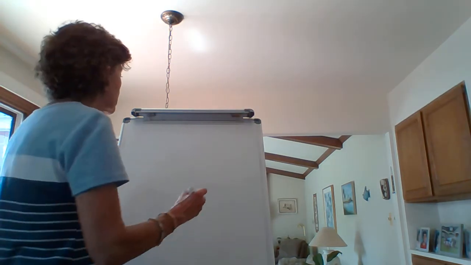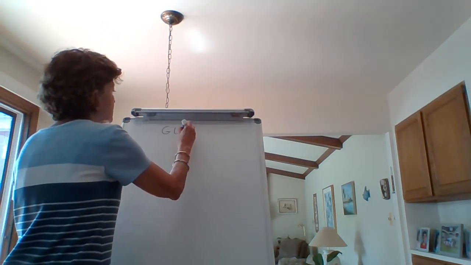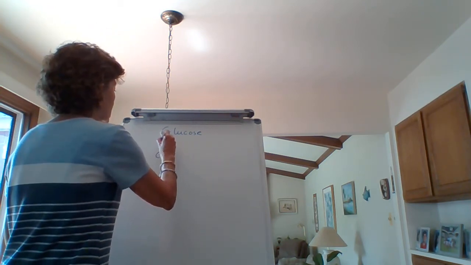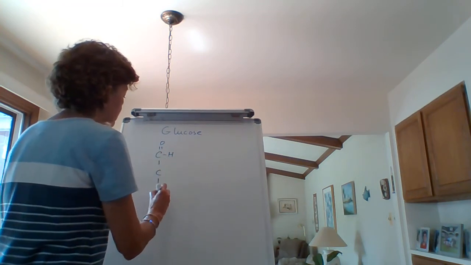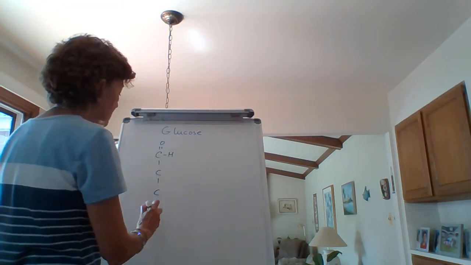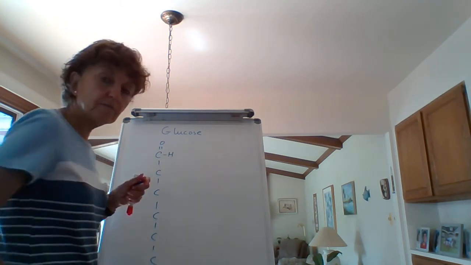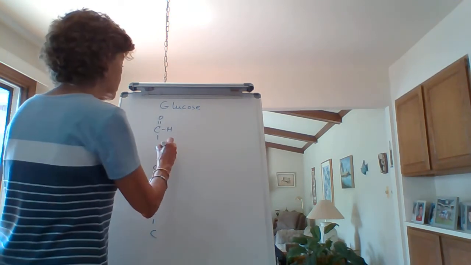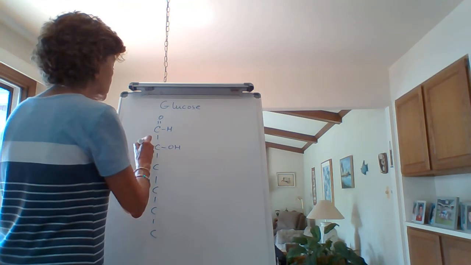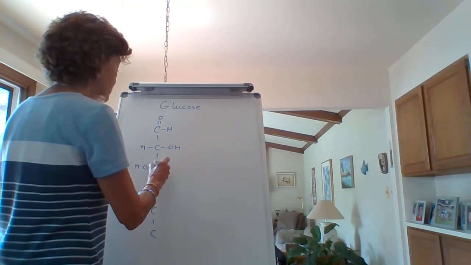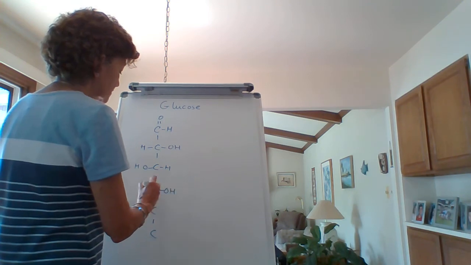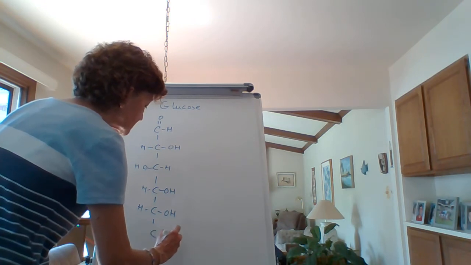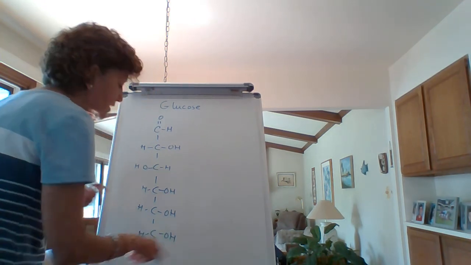Okay, let's first start off with glucose. Glucose is an aldohexose. It's got an aldehyde group, and it's got a total of 6 carbons: 1, 2, 3, 4, 5, 6. Okay, let's do this. All right, carbon number 1 is an aldehyde. Carbon number 2 is an OH group pointing to the right. Carbon number 3, OH group pointing to the left. Carbon 4 looks like this. Carbon 5 looks like this. And then carbon 6 is not chiral, so it doesn't really matter how you do it.